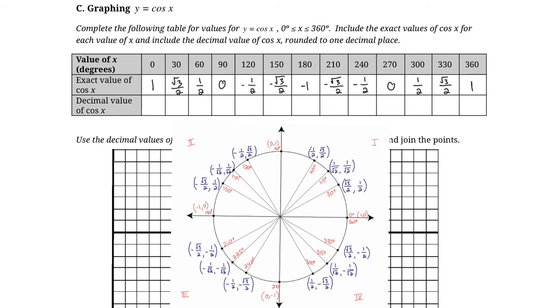And once we're done that, we can just use these to approximate our decimal values of cos. So 1 is just 1. √3/2 is 0.87. 1/2 is 0.5. 0 is just 0. And then go ahead and complete the rest of the table.